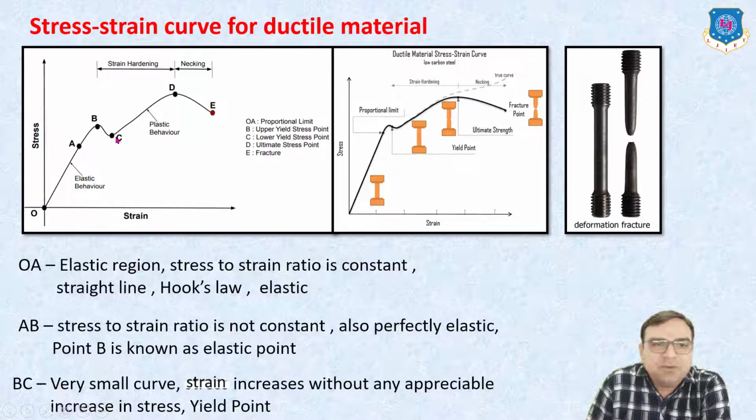Now from B to C, here the graph is in a downward manner, means when we increase the strain, the stress is not increased. So B to C is a very small curve. Strain increases without any appreciable increase in the stress. That point is known as the yield point. This notch in the graph is known as the yield point.